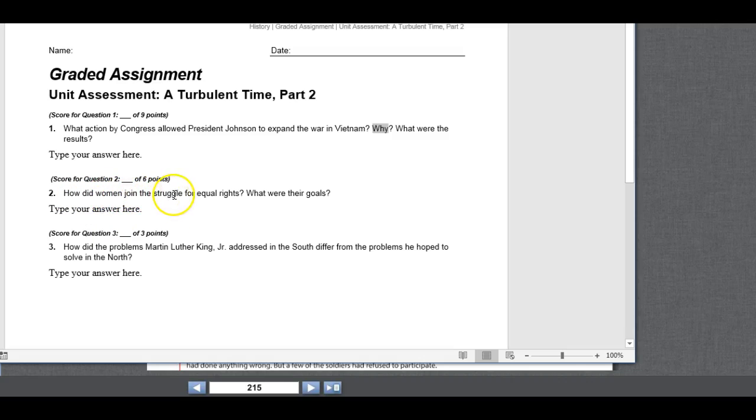So how did women join the struggle for equal rights? And so you can type equal rights in there in the search bar, or you can go into those lessons and look for which lesson is talking about women joining that struggle, and then make sure you've answered the questions. Okay, hopefully that helps. If you have any other questions or if you get stuck on one, let me know and I can give you some pointers and tips to help you find that.